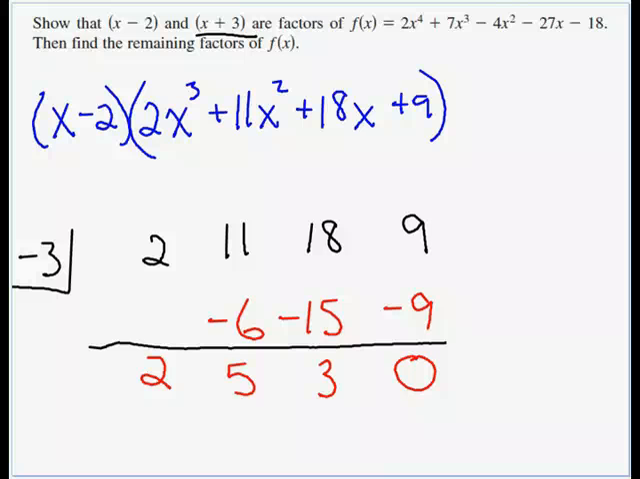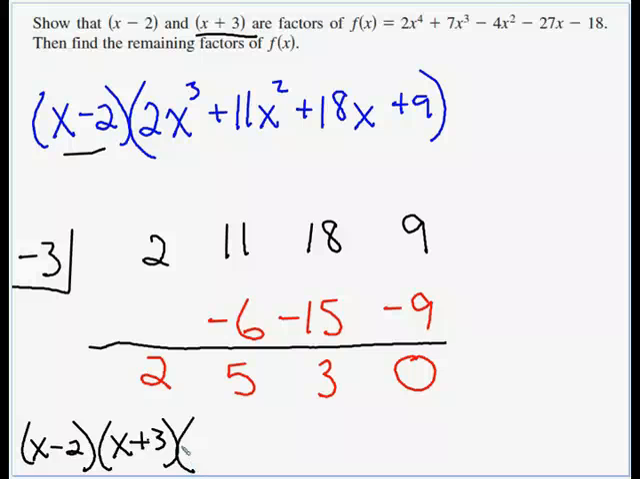So we started out, originally, we had a factor of x minus 2. Got it right up here. x minus 2 is a factor. And now we divide it again by x plus 3.